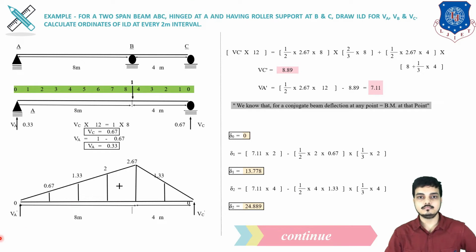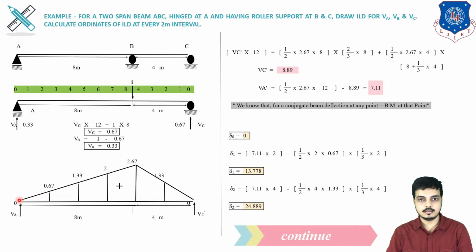Let's see. Here is my point number 0, then point number 1 at 2 meter, point number 2 at 4 meter, point number 3 at 6 meter, then point number 4 at 8 meter, then ahead. Now look, standing over here on the left hand side there is no diagram, so delta 0 is 0. Delta 1 is over here. Now please pay attention to how to solve.